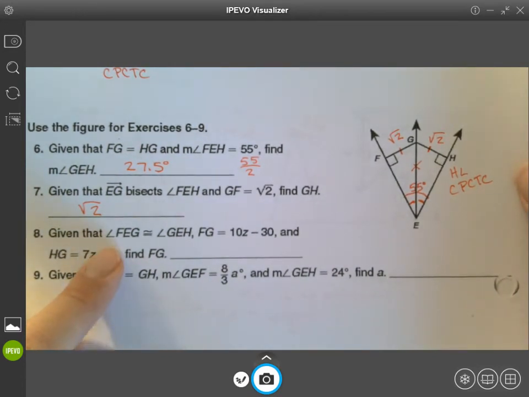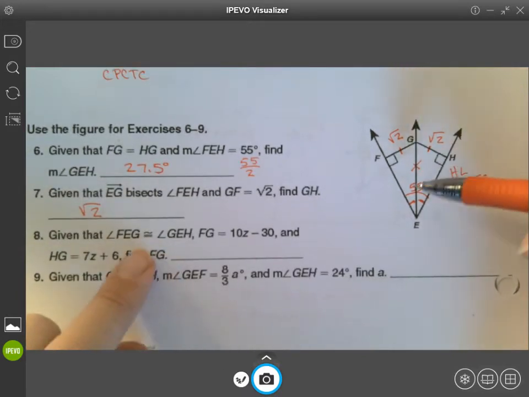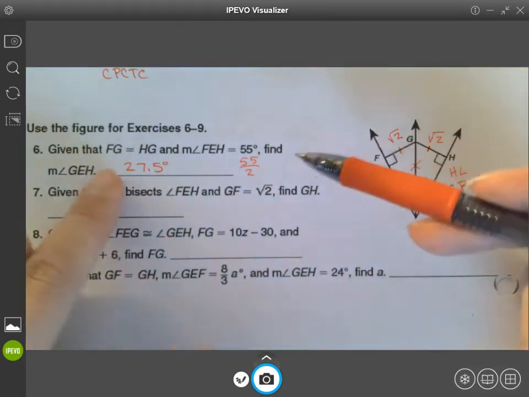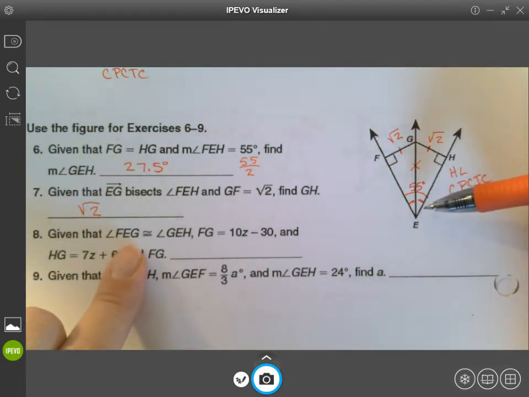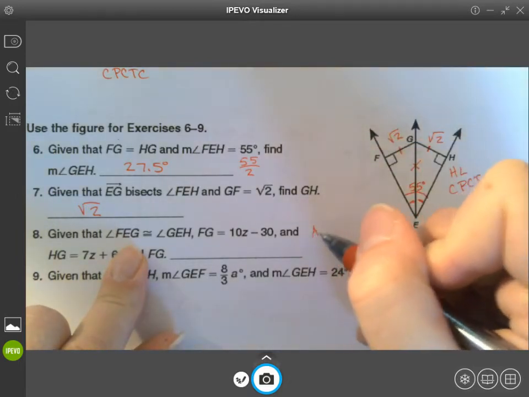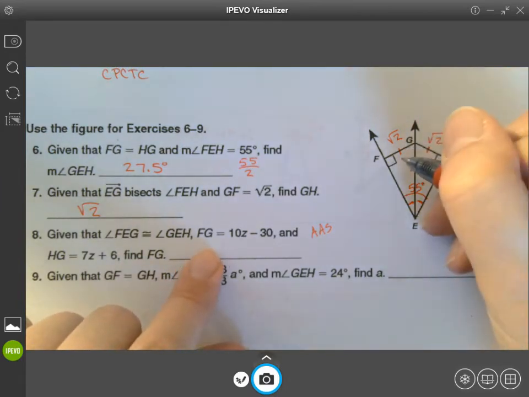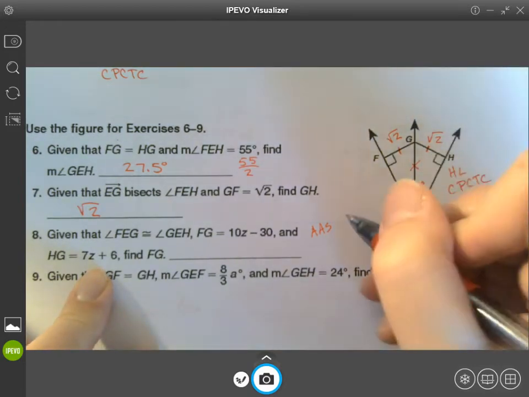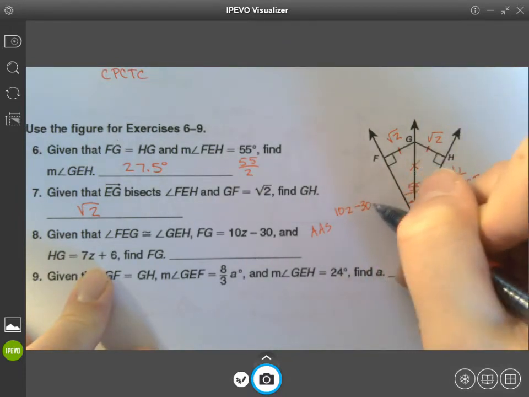Given that angle FEG is congruent to angle GEH. FEG is right here, GEH is right here. All right, since these angles are congruent, now they're telling us to find this. Okay, all of this comes back to here they're telling us the segments are congruent, so we knew the angles were congruent. Here they're telling us the angles are congruent, so we'd have angle, angle, side. So this one is angle, angle, side. So we have different reasons they're congruent. And then it says FG is 10z minus 30. HG, this little one, is 7z plus 6. Guys, all you have to do is set them equal to each other. So you're reusing this figure for different problems. I'm going to run out of room.